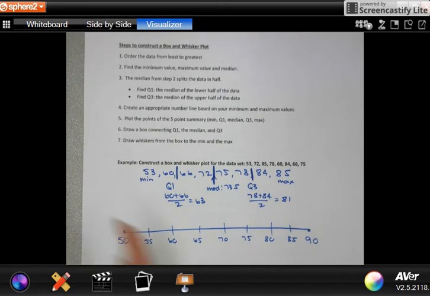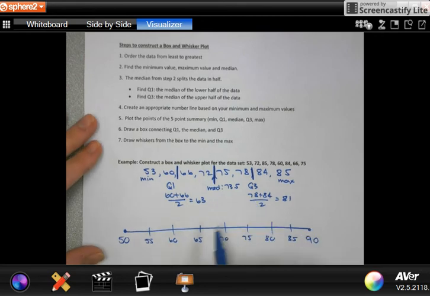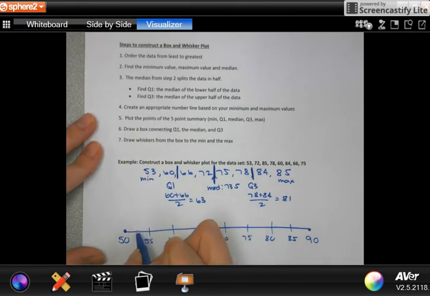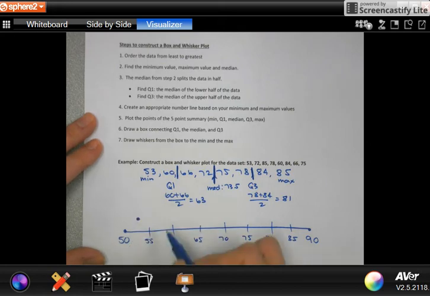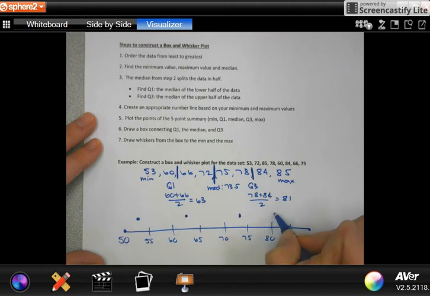Then you're going to plot all the 5 points. So the minimum is 53. Q1 is 63. The median is 73 and a half. Q3 is 81. And the max is 85. So I've plotted the 5 points.